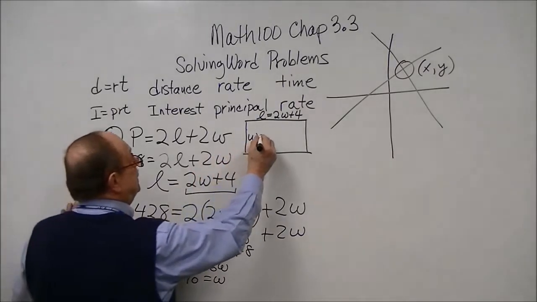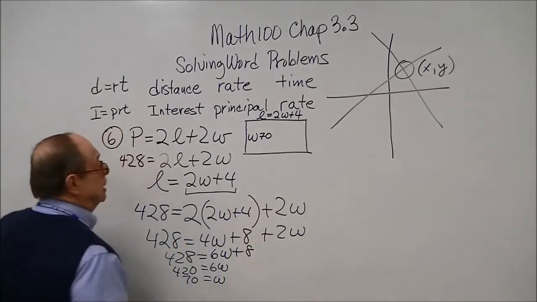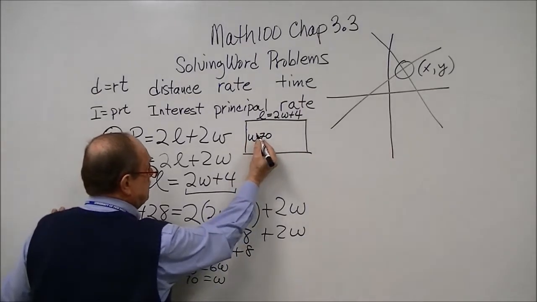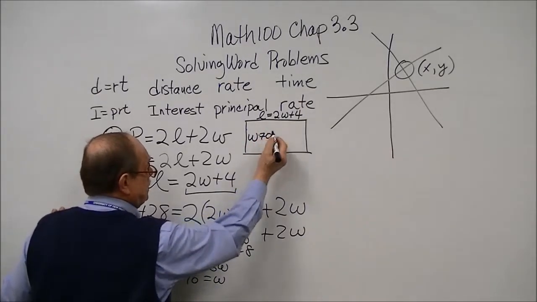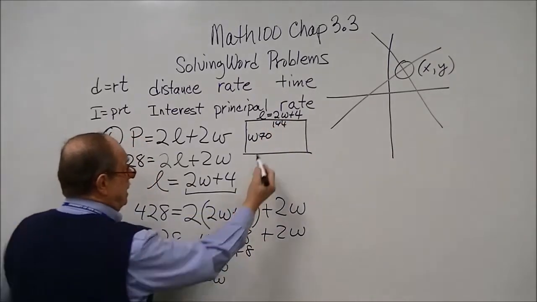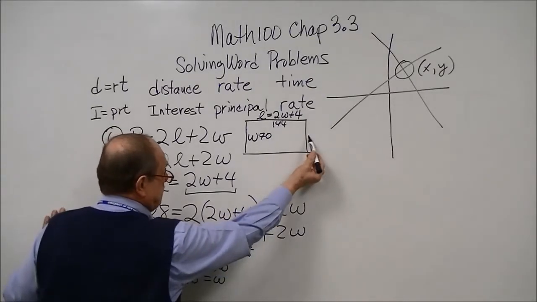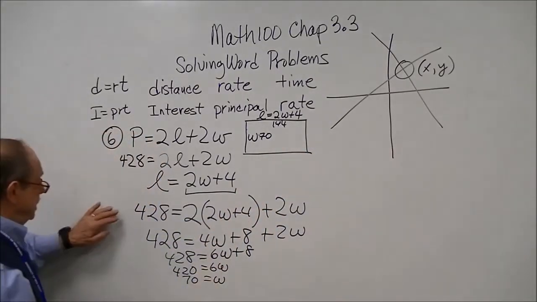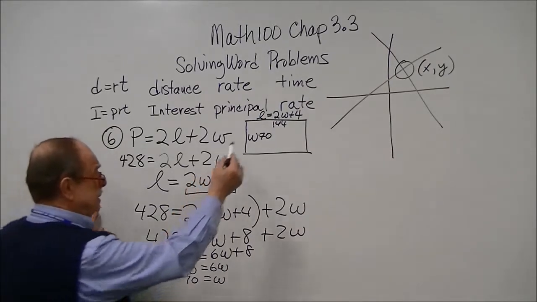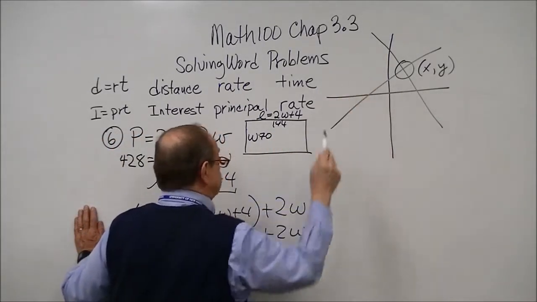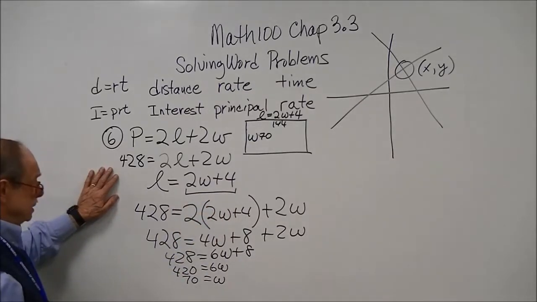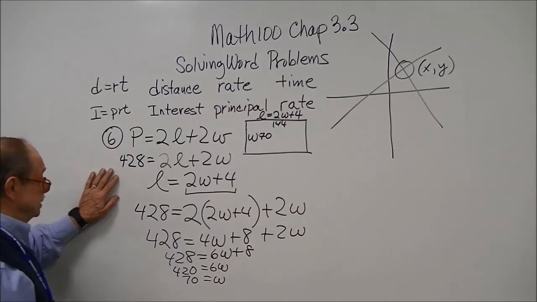So if our width is 70, what's our length going to be? Well, it was twice the w. So that's 140, 144. And if you put 144 here and 70 here, add it all up, you get 428. So this is the point where those lines would intersect with these two equations, systems of equations in two variables.